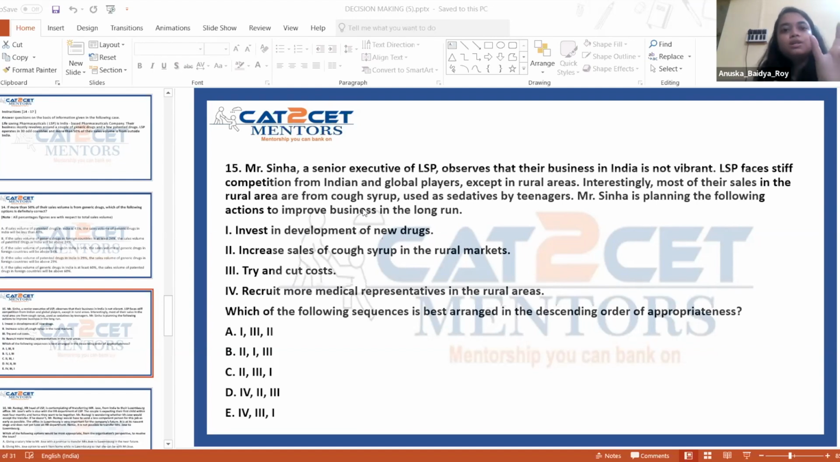Now, 4th, does that have any direct link to this question? Like, do we know if we recruit more medical representatives, it is going to affect? Because that's a complicated process. Medical representatives go to doctors, they prescribe, and then they're selling cough syrup in rural areas which do not actually need prescriptions. So the medical representative option is actually going tangent to the purpose of improving business overall.